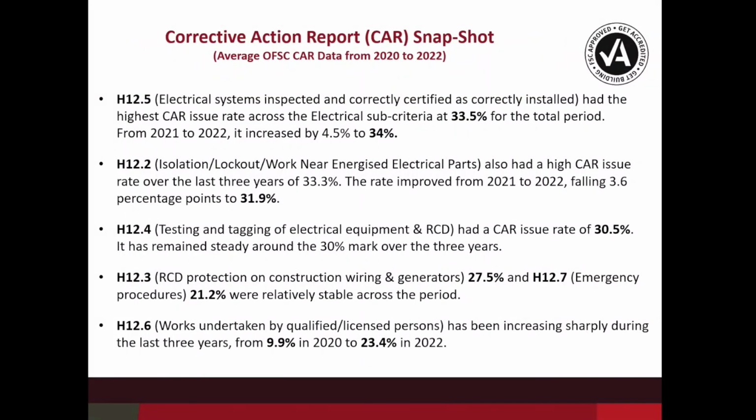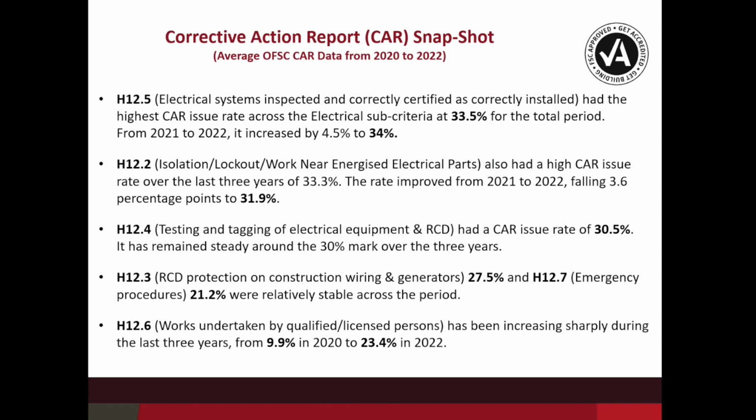Corrective actions: 34%, 31.9% for 12.2, 30% for 12.5, 27.5% for 12.3, 21%, so getting down to the lower numbers for 12.7, which is emergency procedures, then into the last one, 12.6, which is a bit of a concern.